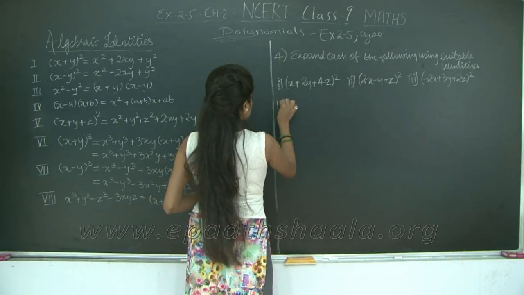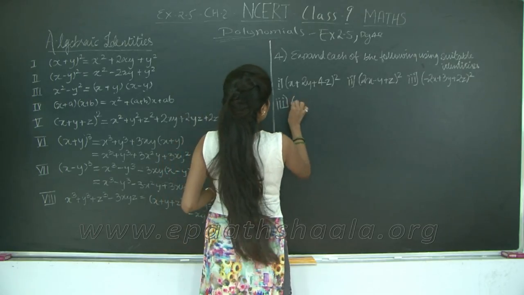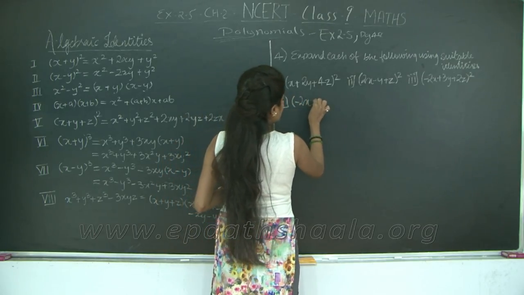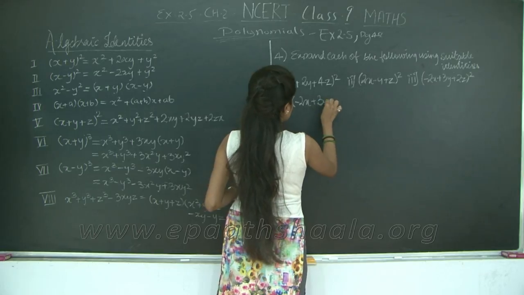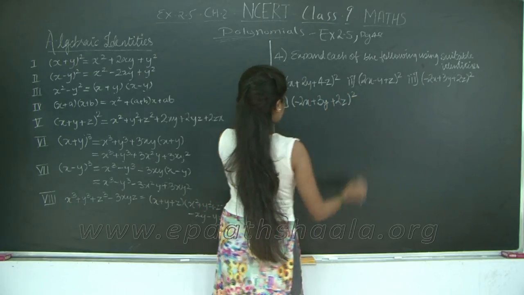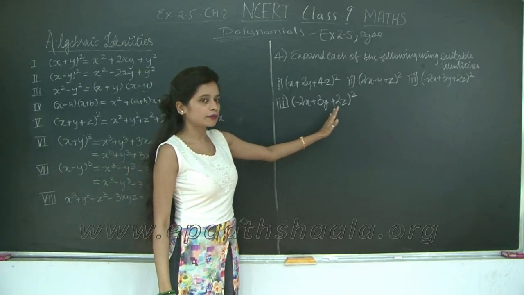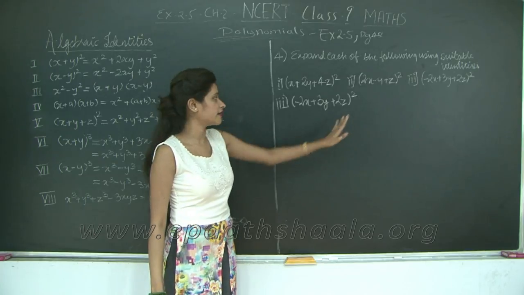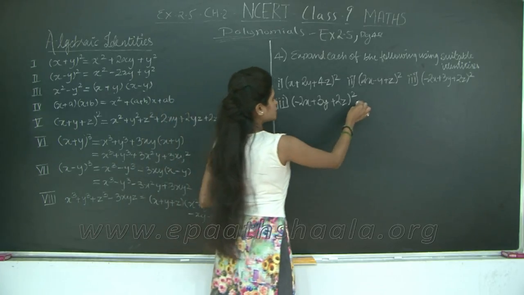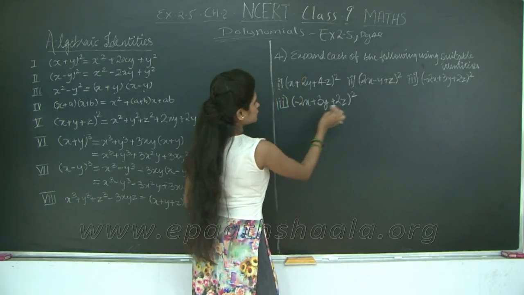So my third question is minus 2x plus 3y plus 2z the whole square. Correct? This is again similar to my fifth identity wherein I have sum of three terms and I have to square the entire bracket. So I'm going to first rewrite this as, okay.